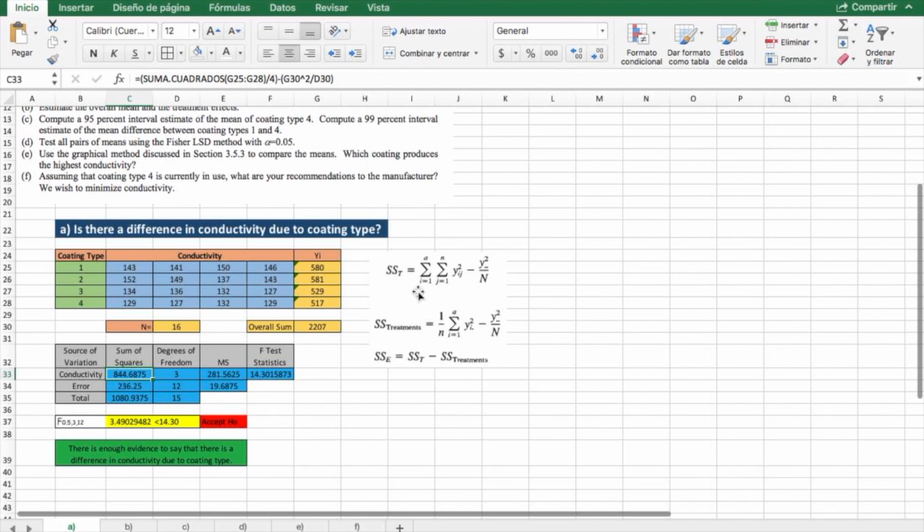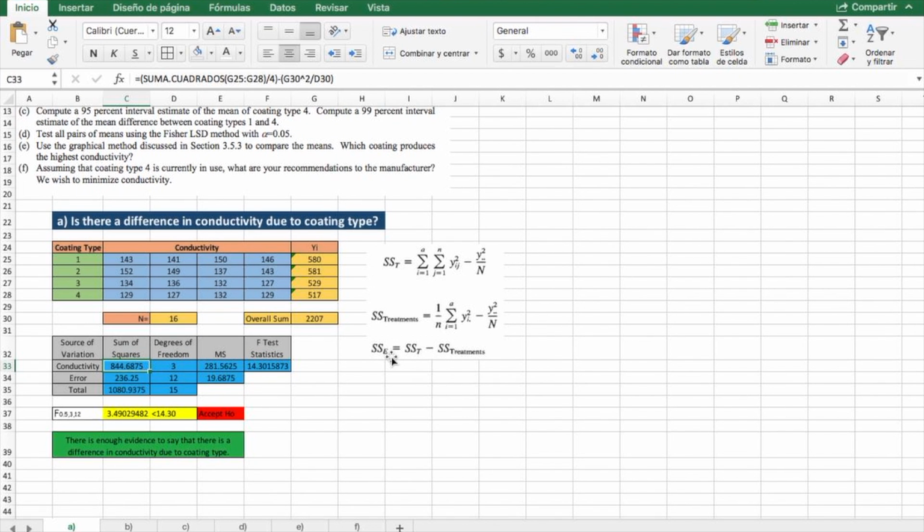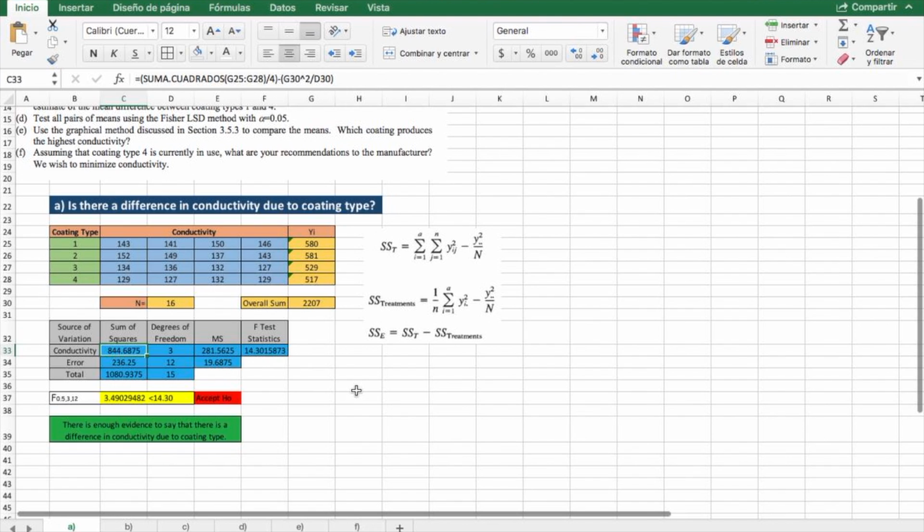The first question is, is there a difference in conductivity due to coating type? To get the answer, we have to do the process of ANOVA, and I'm going to explain how this is made. You have to first obtain the sum of each row: 143 plus 141 plus 150 plus 146, and it gives us 580. You have to do this with every row, and then you have to obtain the overall sum. This means to sum each of the other sums that you obtained.